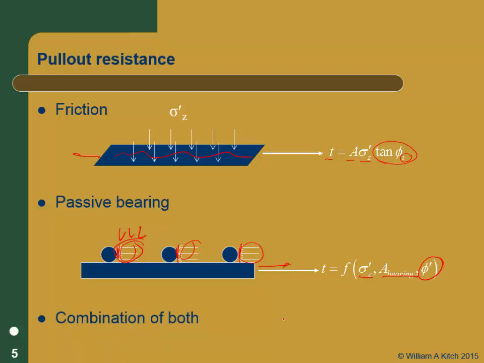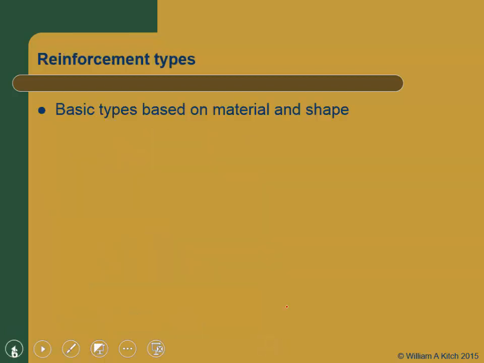And for most elements, there are very few elements that use only friction, and none that I know of that use only passive bearing. So in most cases, sheets obviously use only friction, and strips use only friction, except most strips are ribbed. They're not flat strips, so they have some bearing on them. So almost all of our elements use a combination of these two things.